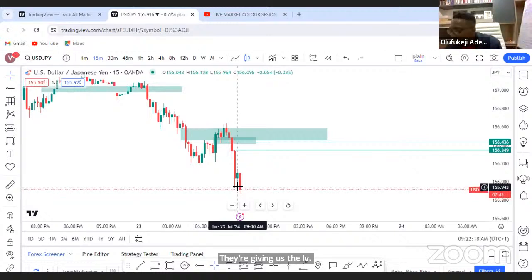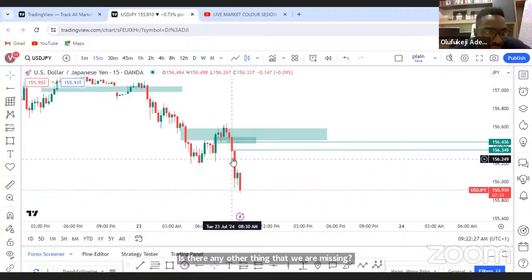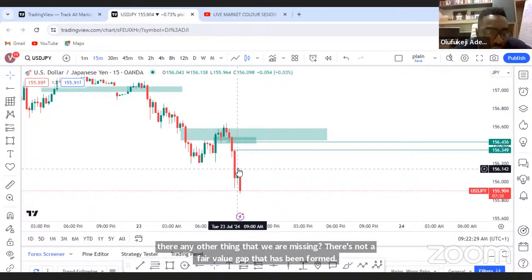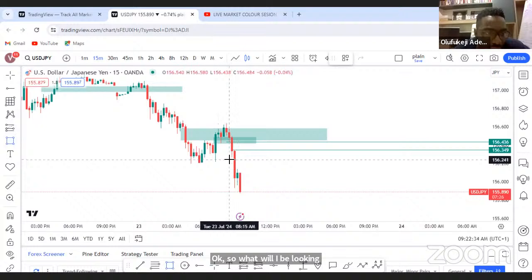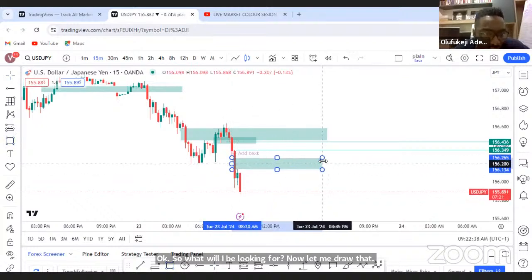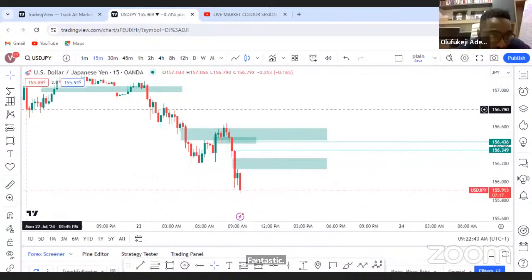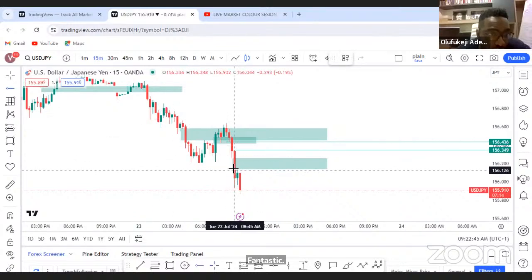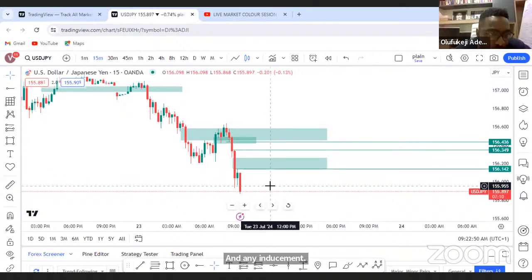All right. Is there any other thing that we are missing? There's now a fair value gap that has been formed. Okay, so what will I be looking for now? Let's draw that fair value gap. Fantastic. And any inducement? Exactly. So where am I expecting price to go to?